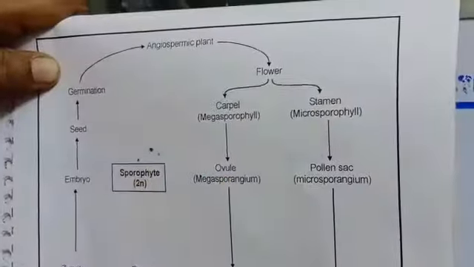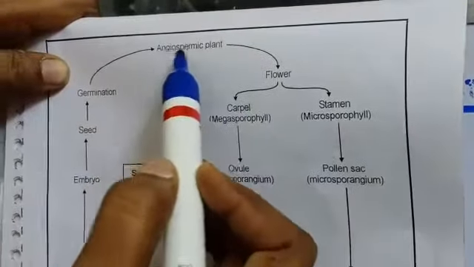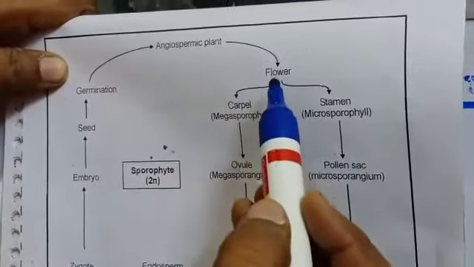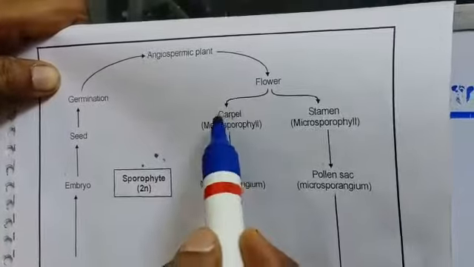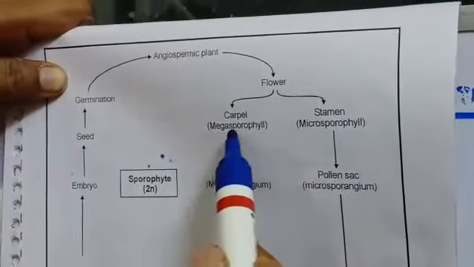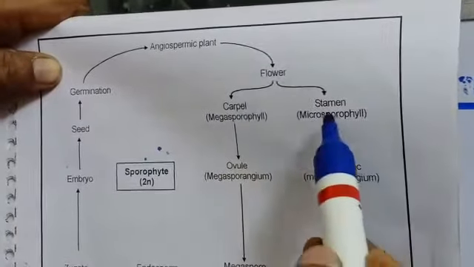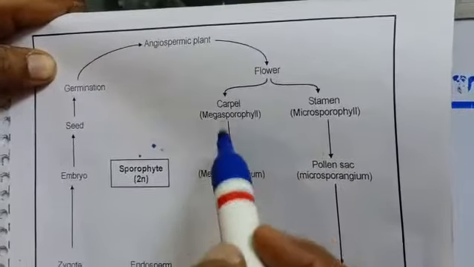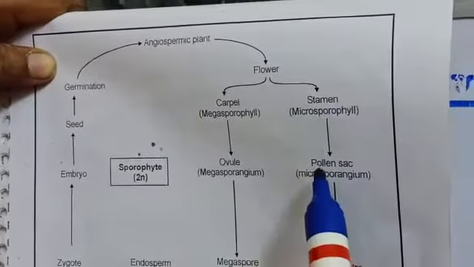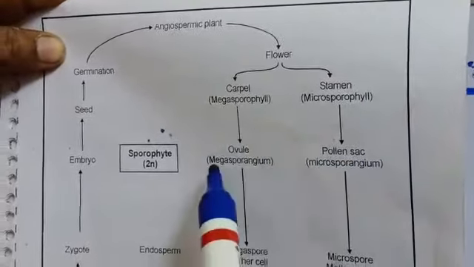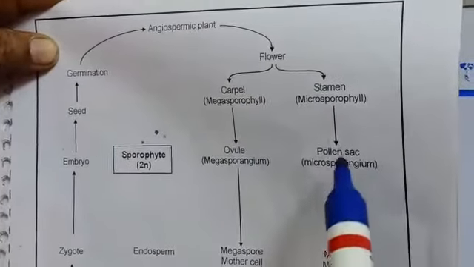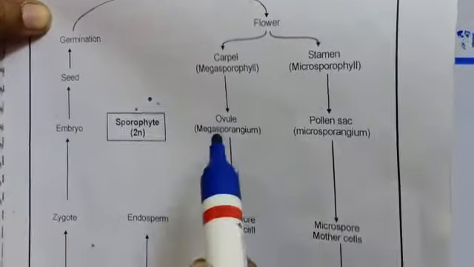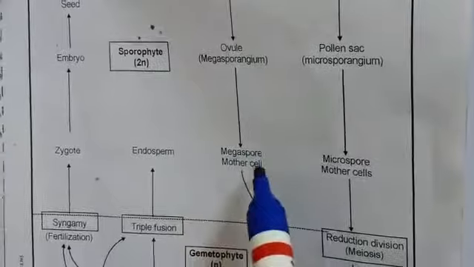Let us see the life cycle of angiosperm. The angiospermic plant has a flower which has carpel and stamen. Carpel is otherwise called megasporophyll, and stamen microsporophyll. Carpel has ovule, stamen has pollen sac. That is, the ovule is megasporangium, and the pollen sac is microsporangium. Then megaspore mother cell and microspore mother cell.